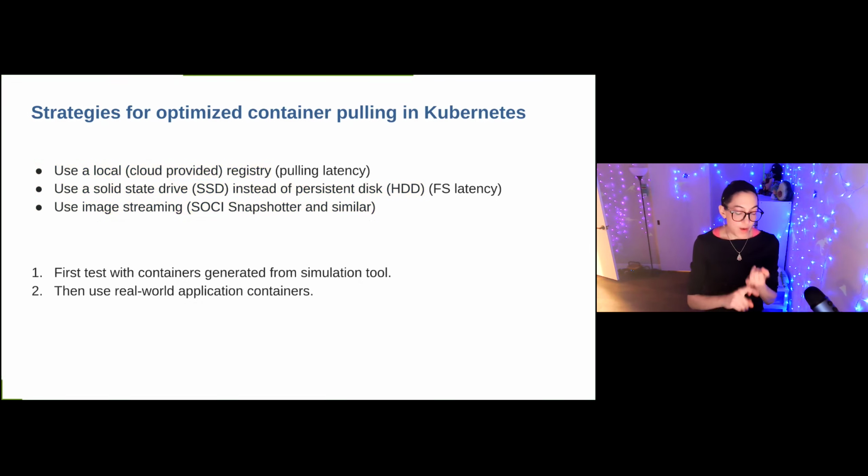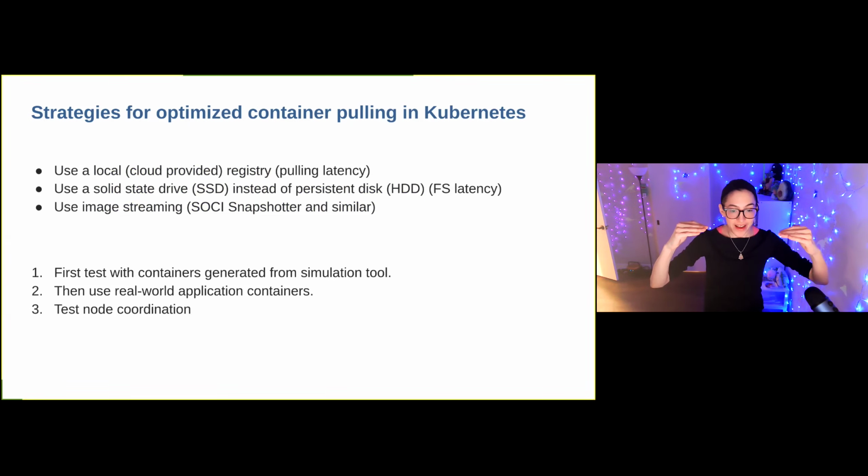Okay, so I was going to do 2 kinds of tests. First, with containers generated from the simulation tool, which are simulated containers, so they don't have a real application in them. And then I was going to use real-world application containers. And I was going to make it really hard. I was going to use those containers that were built with Spack. And I also, something I thought of while I was working on this, is that I wanted to test node coordination. Because you can imagine that it doesn't matter how good your pulling strategy is, if you need all the nodes in the same state in order for your application to start across nodes, if you have one slow node that slows that all down, you're really waiting for the slowest node. So that is actually an important detail.